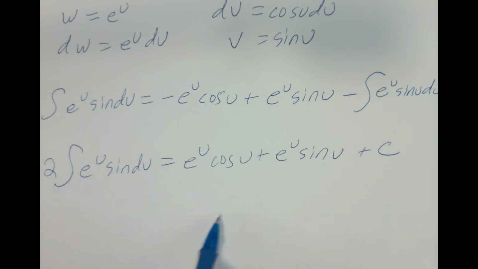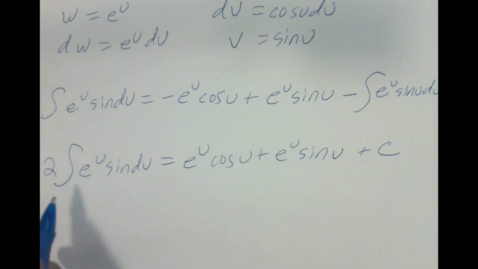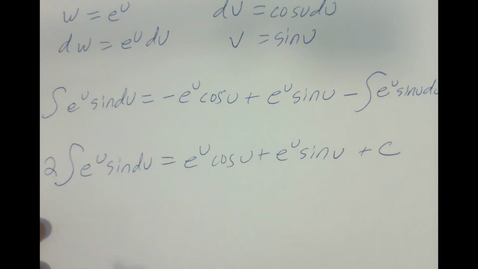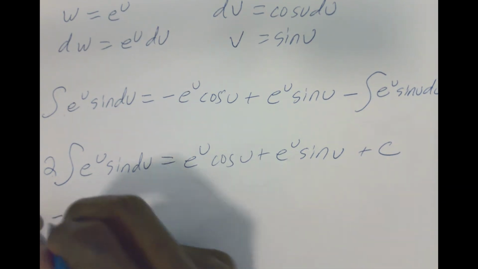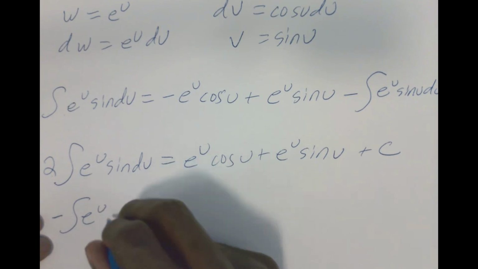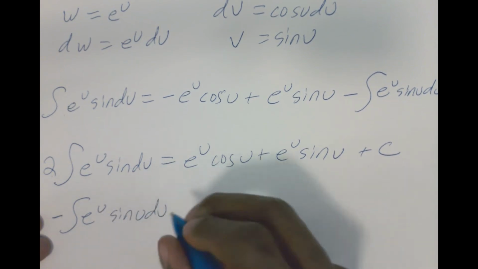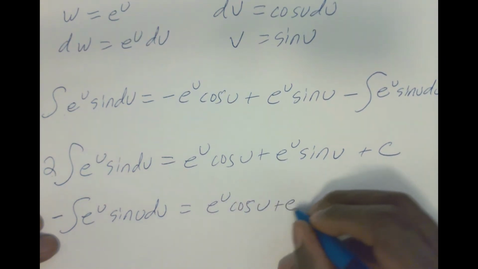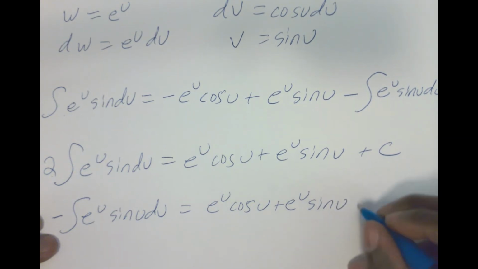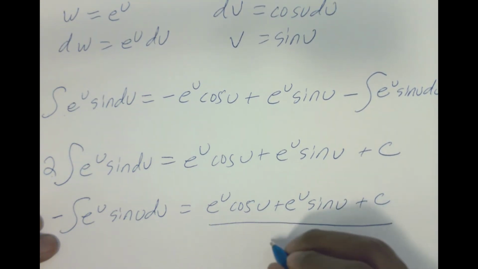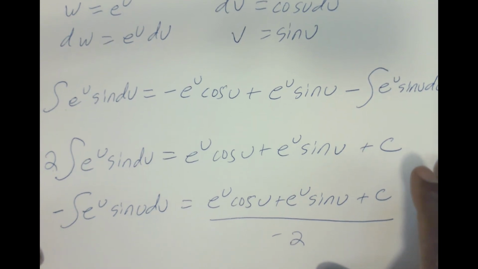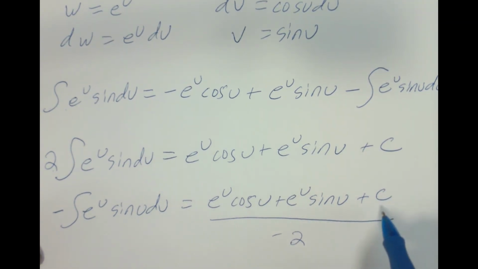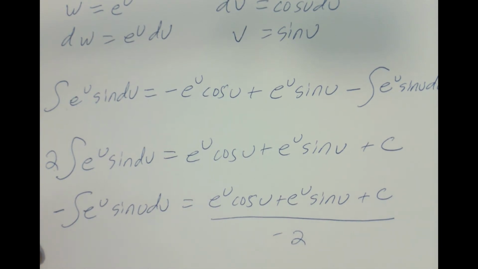I need to divide by 2. And remember, I really want to find the negative integral of this. So I'm going to divide by -2. And therefore, the negative integral of e to the u sine u du equals e to the u cosine u plus e to the u sine u plus c, divided by -2. And I could have put the plus c outside of the fraction if I wanted. It's no big deal. So we have solved the problem.